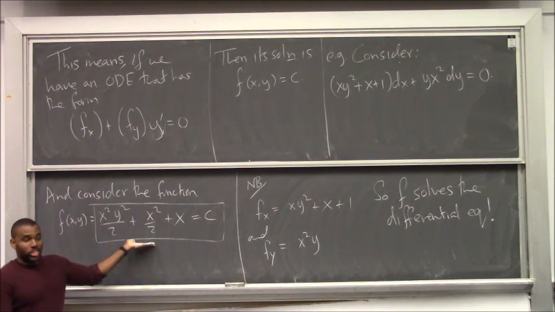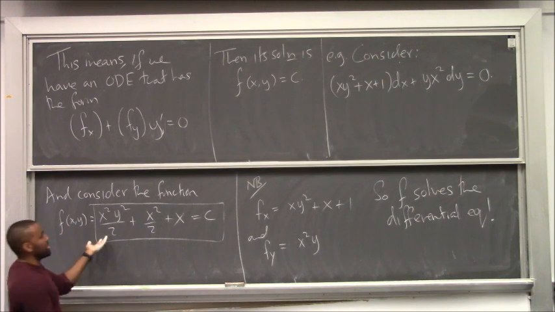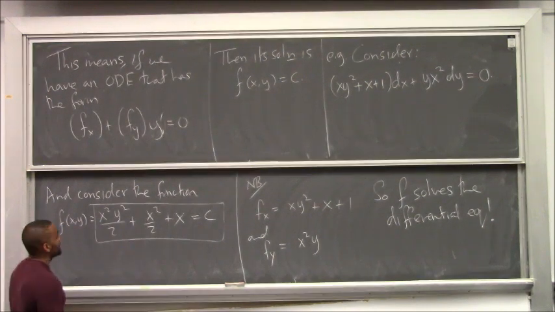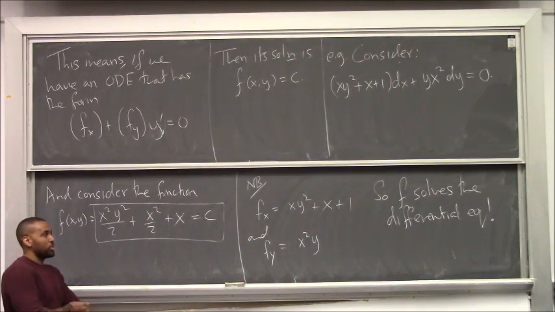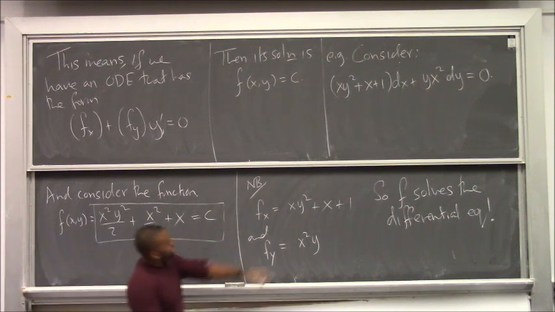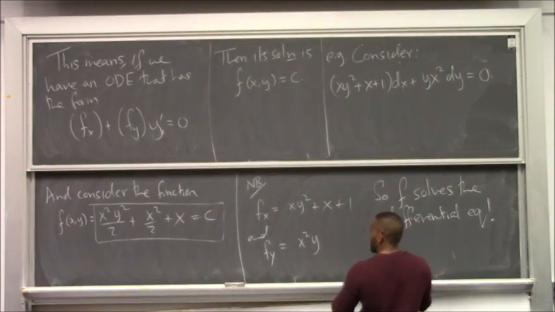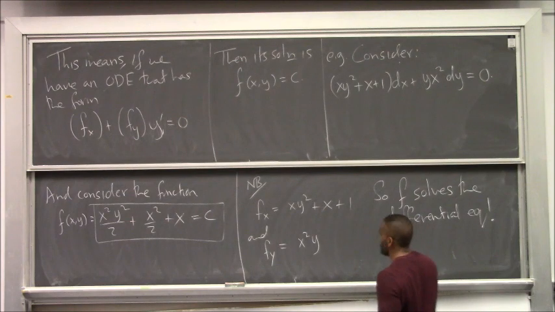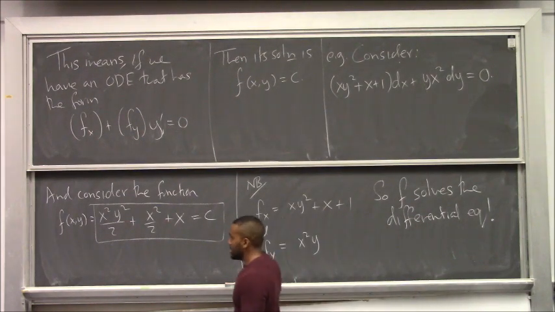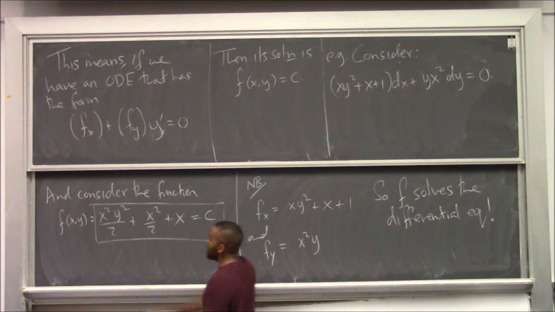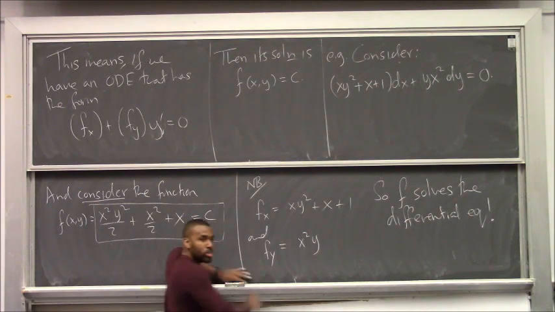Yeah, that's the solution. Because I noticed that this function has the property that if I take the partial with respect to x, I get the thing that's attached to dx, and if I take the partial with respect to y, I get the thing that's attached to the dy. Why did that happen? Accident? I just came up with this. No, that's actually the question, isn't it? How did you come up with that function? Why were you considering this in the first place?